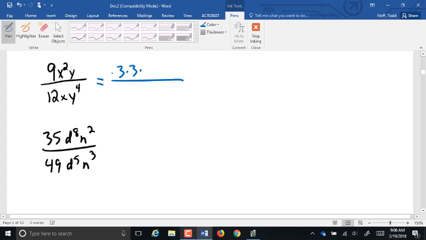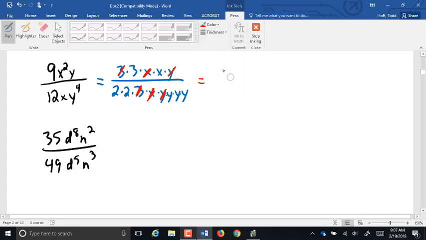3 times 3. And then, of course, x squared is x times x and then y. 12 factors into 2 times 2 times 3. Then we have the x and y to the 4th. So 4 y's. What will cancel? A 3, an x, and a y.